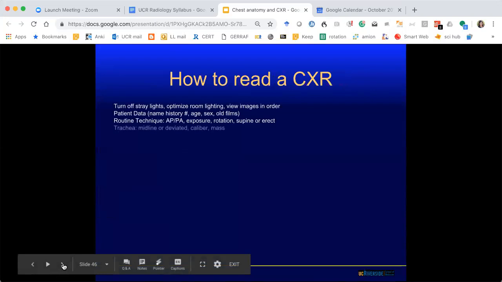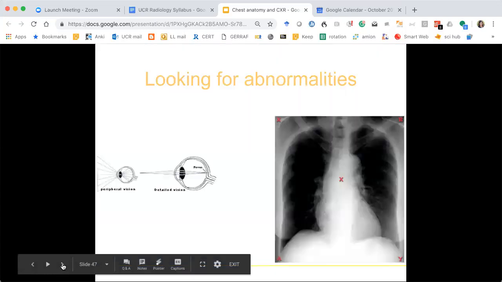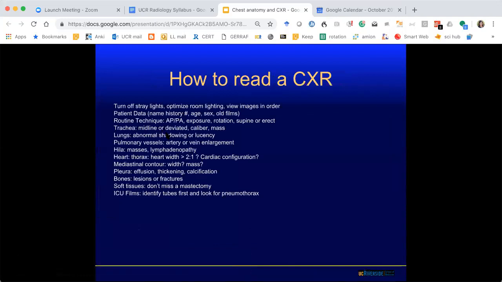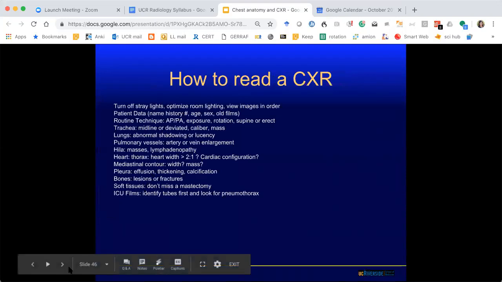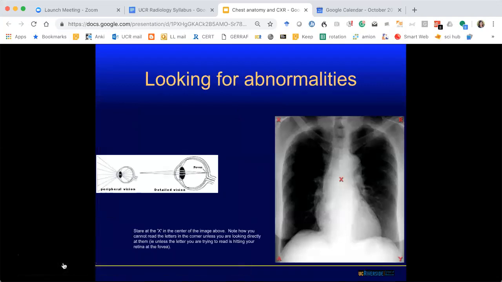So how do you read a chest radiograph? As with most things, you want to follow a checklist. This is a typical checklist that we follow. You look at the airways, the vessels, the heart, mediastinum, pleura, bones, and then soft tissues. And depending, you come up with some systematic order, and then follow that every single time so that we don't miss it, right?